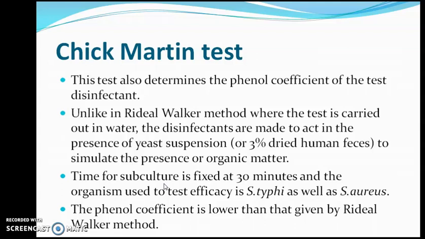The phenol coefficient is lower than that by the Riddle-Walker method. That is, in the Chick-Martin test, the phenol coefficient will be comparatively lower when compared to the Riddle-Walker method. Because in the Riddle-Walker method, even though the condition chosen was very unrealistic, impossibly high values of phenol coefficient were obtained. So in order to avoid that disadvantage, in the Chick-Martin test, lower values of phenol coefficient were obtained.